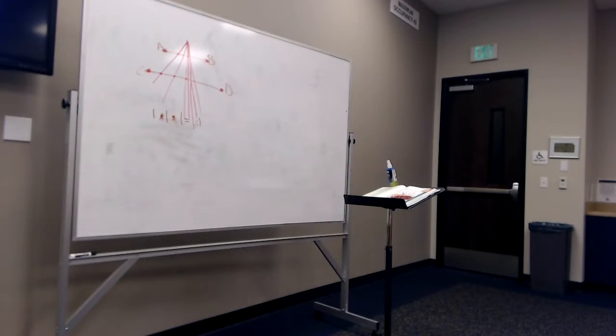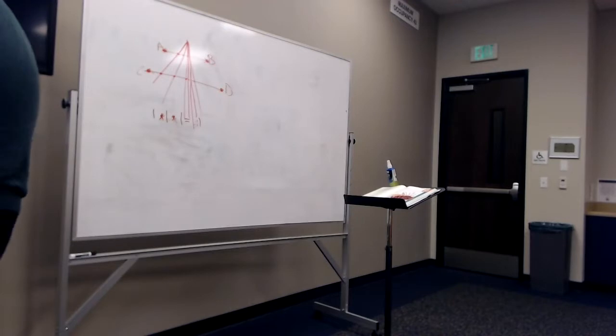Eight angles are formed. Here, we have parallel lines with the transversal T. We have A and M, and T cuts both of them. And now you have eight angles.